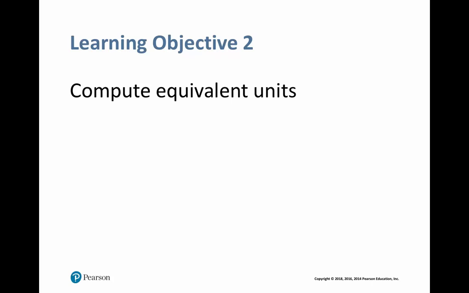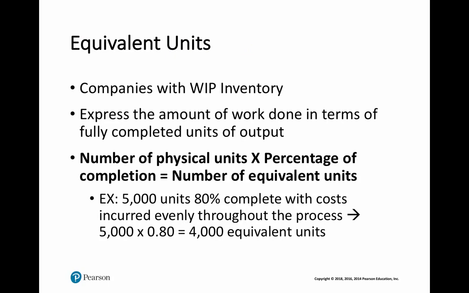All right, so first learning objective, we're going to compute the equivalent units of production as we go through, and that's one of the key items in this chapter. So we really want to make sure you understand how to compute the equivalent units of production. So companies with work in process inventory express the amount of work done in terms of fully completed units. What that means is when you have a company that's doing large batches of products, rather than trying to calculate, all right, this one's 75% done, this one's 30% done, this one's 50% done, so we're going to allocate some costs.